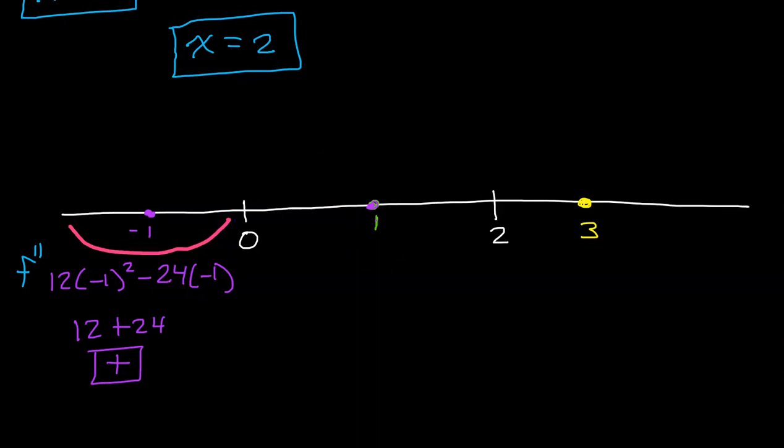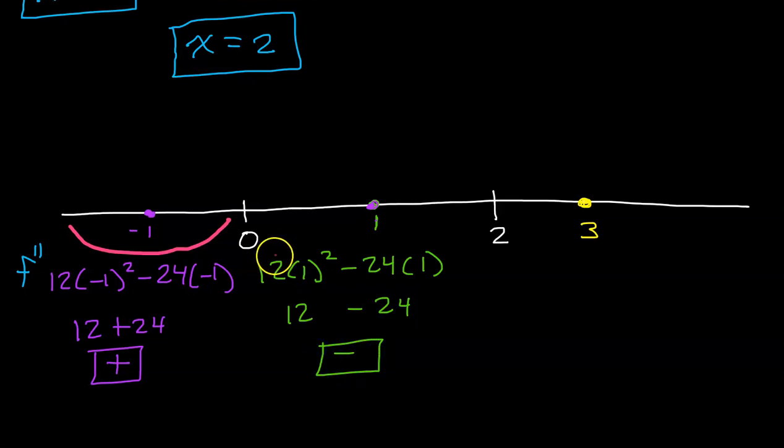All right, now looking at the middle interval, evaluating the second derivative at 1 will give us 12 times 1 squared minus 24 times 1. So this will just be 12 minus 24, which is going to be a negative number, which tells us that the original function will be concave downward in this interval. Let's check the final interval at 3. All right, second derivative, of course. So this will be 12 times 3 squared minus 24 times 3.